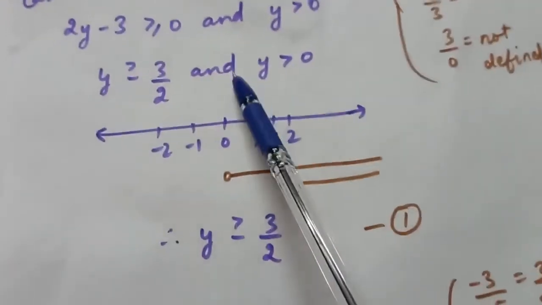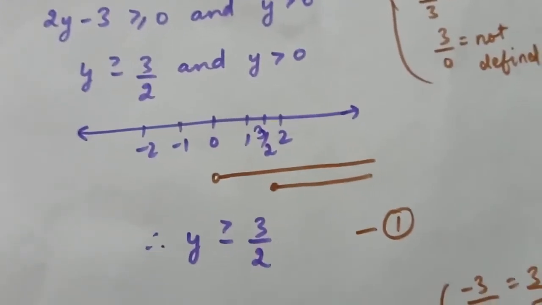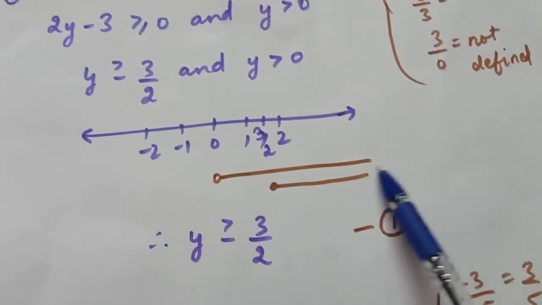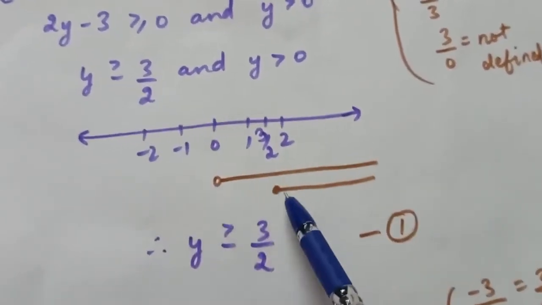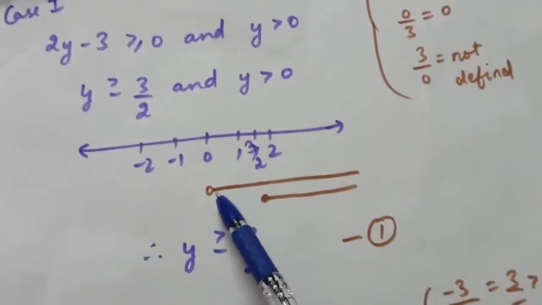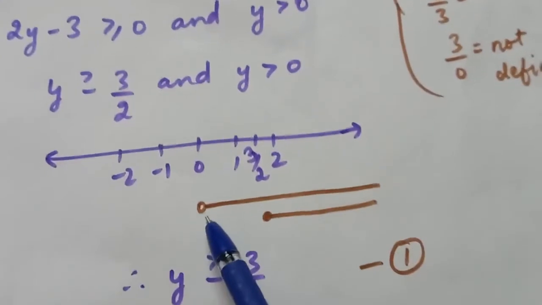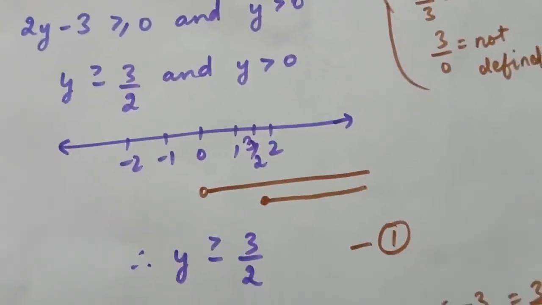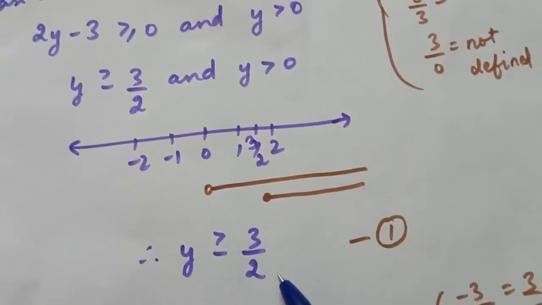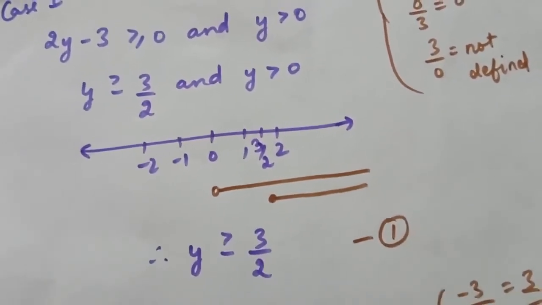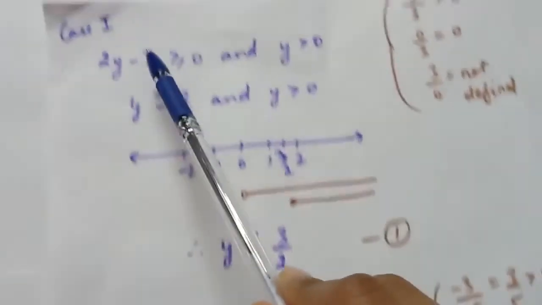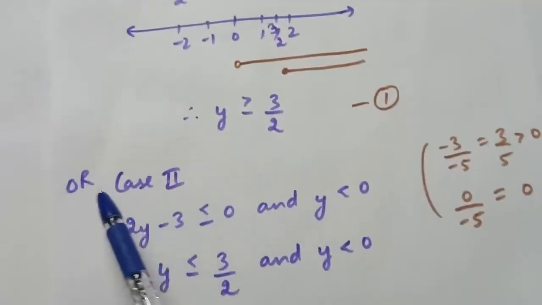Now take the intersection. So y greater than or equal to 3 by 2 is this, because equality is there, so a filled circle will come, and y greater than 0 will be this. Equality is not there, therefore an empty circle will come. So the intersection of these two will be y greater than or equal to 3 by 2, and let this be case 1. Case second. So we will take OR of case 1 and case 2, right?